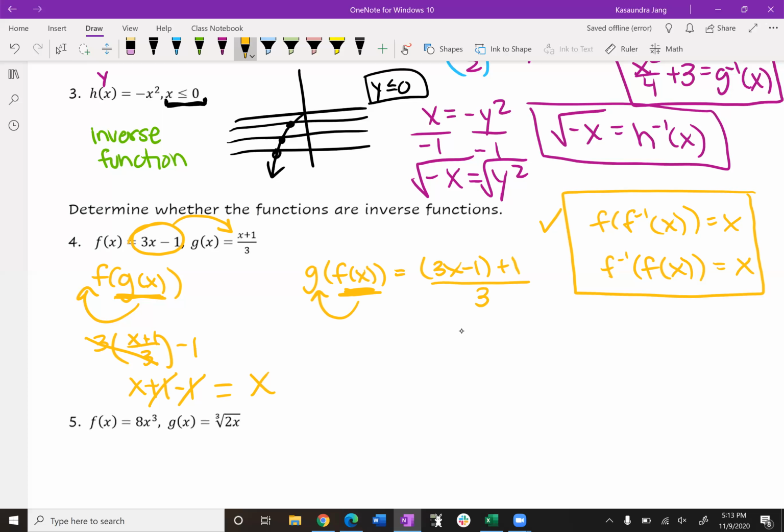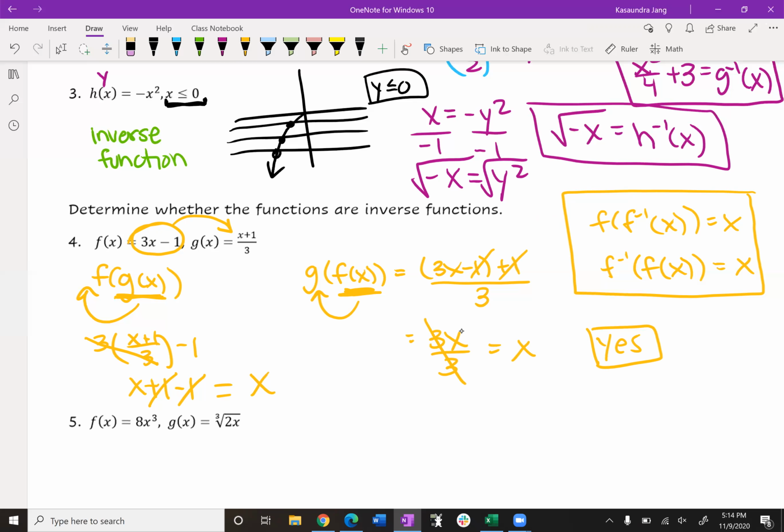Again, I'm trying to see if this ends up equaling x or not. So I'm going to simplify this down. I do have a minus 1 and a plus 1. Those add up to 0. I'm down to a 3x over 3, which the 3's divide out. So I am at a plain x now. Because this is true for both, I'm going to check that one as well. It was true for both. So yes, these are inverse functions. Both of those statements had to be true, and they were.